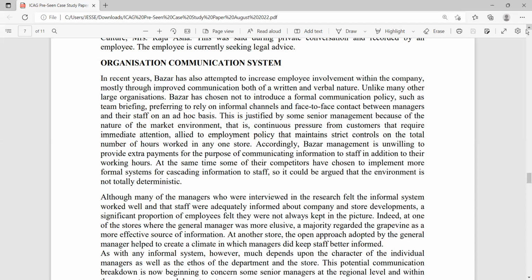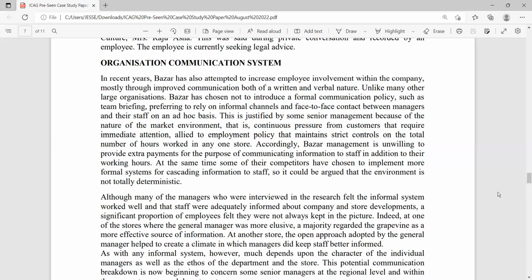Accordingly, Bazar management is unwilling to provide extra payment for the purpose of communicating information to staff in addition to their working hours. At the same time, some of their competitors have chosen to implement more formal systems for cascading information. So you see, their competition is deploying formal communication systems, but Bazar themselves do not want to, and that's interesting, because in an organization where communication is not sound, is not clear, it creates confusion. Employees do not know exactly what to do, and it goes on, and it affects the business. And so you probably would want some formal communication system.